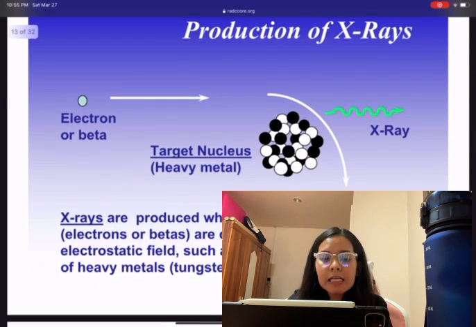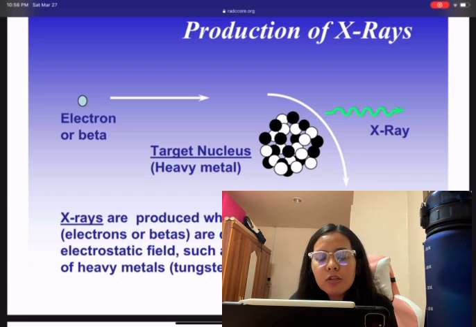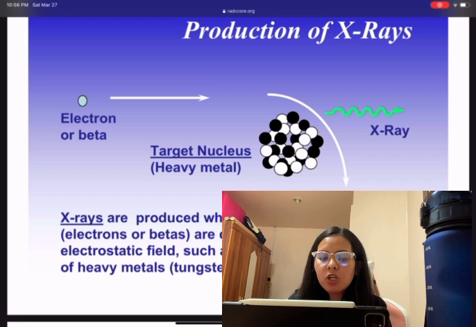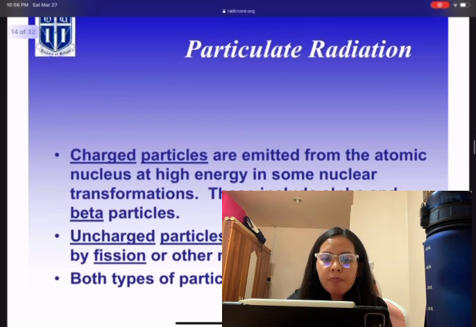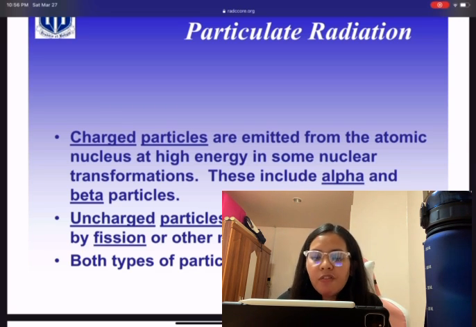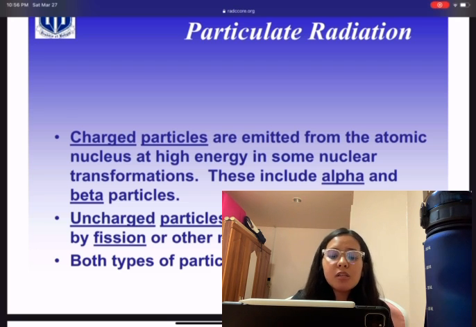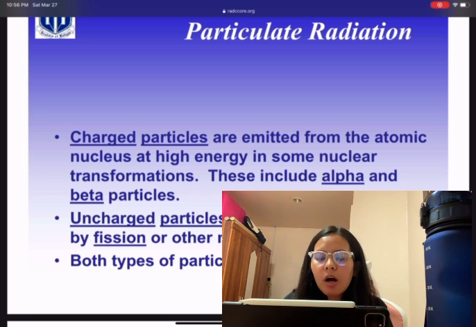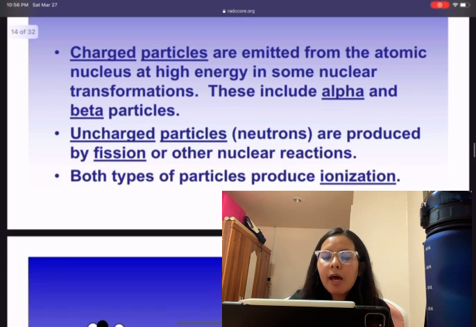X-rays are produced when charged particles are decelerated by a strong electrostatic field, such as that found near the nuclei of heavy metals. For particulate radiation, charged particles are emitted from the atomic nucleus at high energy in some nuclear transformations. These include alpha and beta particles. Uncharged particles, or neutrons, are produced by fission or other nuclear reactions. Both types of particles produce ionization.